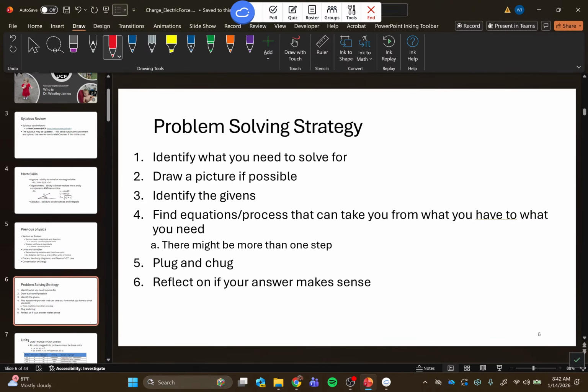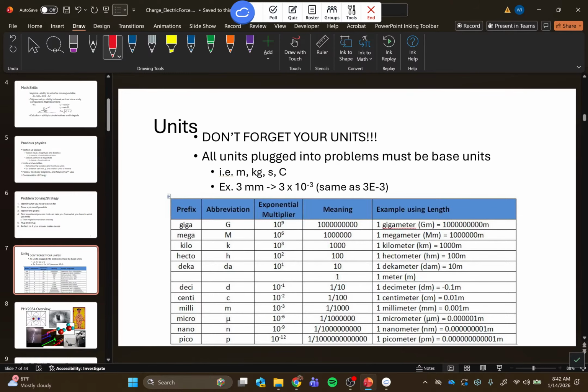This is key. Units. Don't forget your units. Don't forget how to convert units. So here's a big table of unit conversions. I'm going to highlight the ones that we're actually going to use in this class.